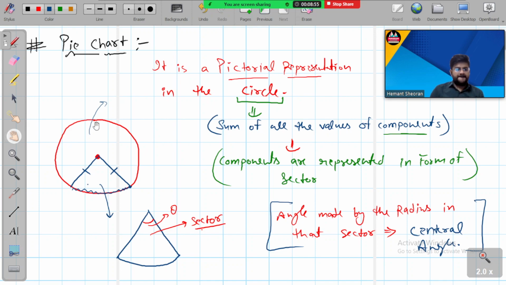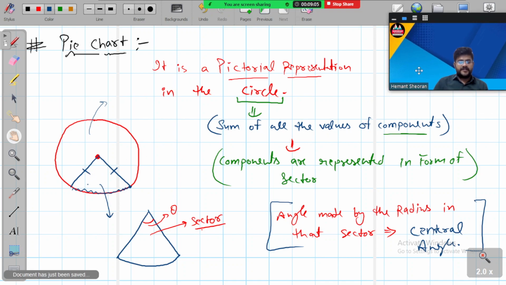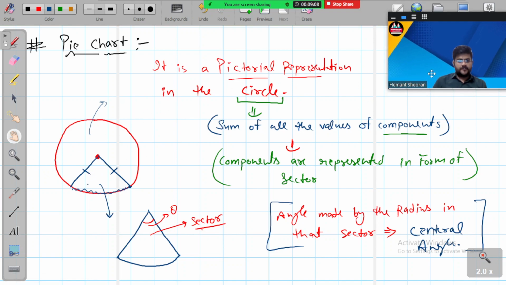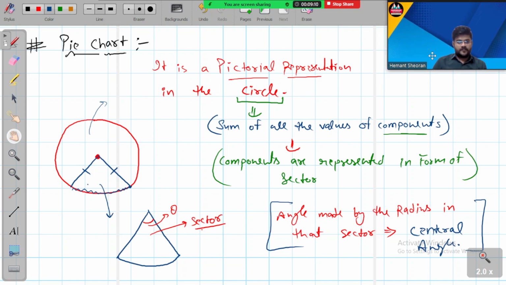So now the question arises: how do we calculate this central angle with the help of the data that we are representing? Imagine there are different amounts, and there's pineapple pizza, let's say. How much pineapple pizza over the total amount of all the pizzas, times 360, because there are 360 degrees in a circle.